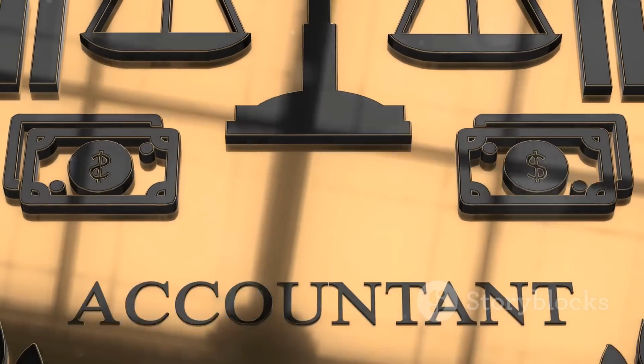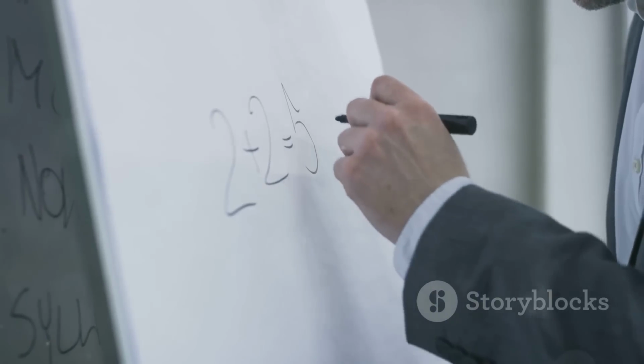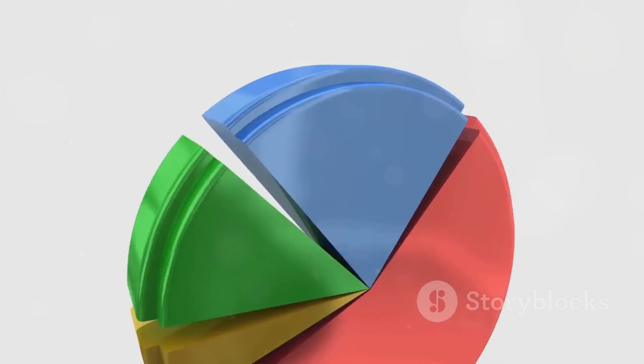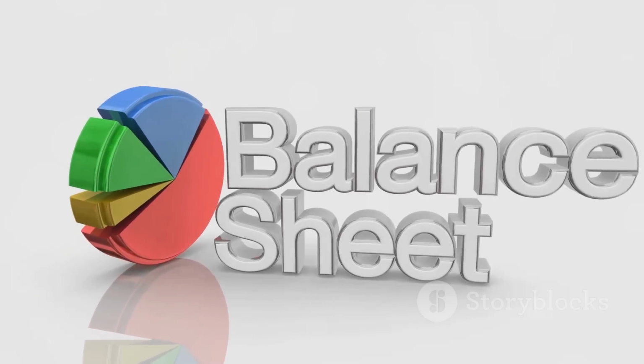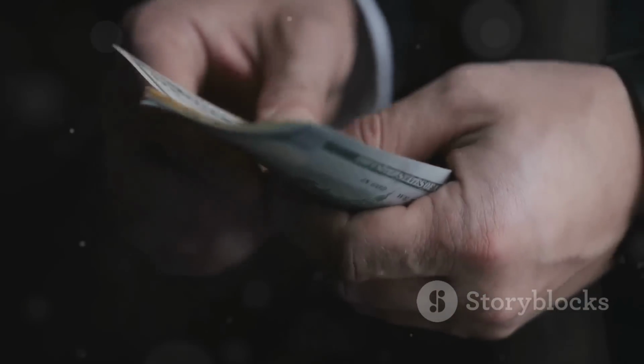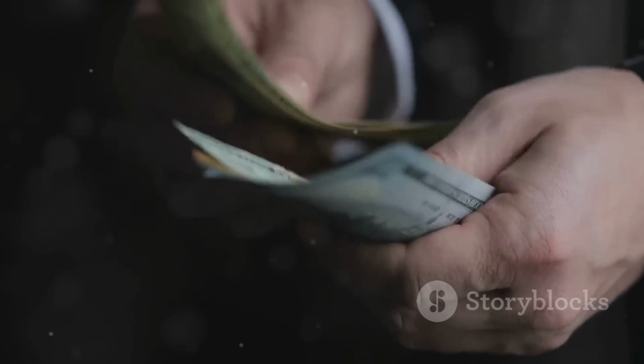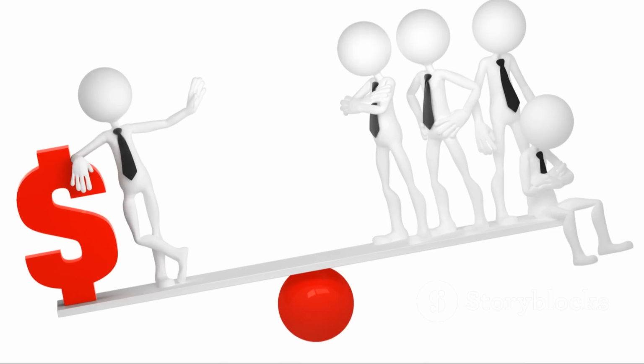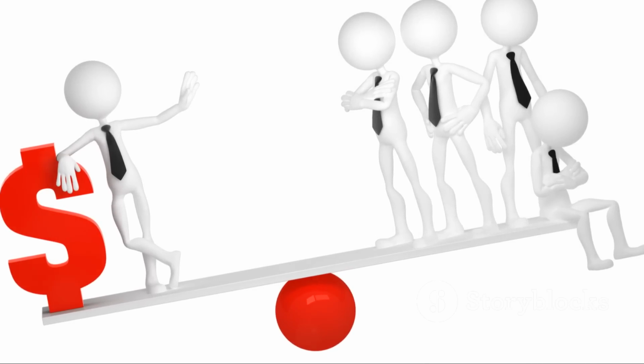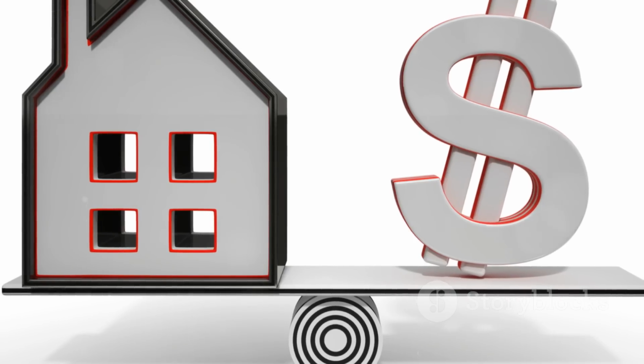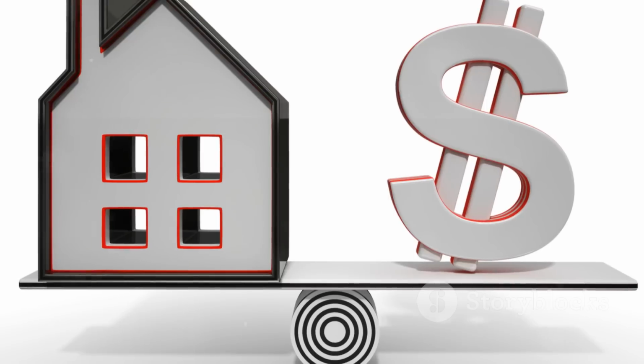specific point in time. Remember the fundamental accounting equation we discussed earlier? Assets equal liabilities plus equity. The balance sheet always follows this equation, ensuring that everything balances out. It's like a seesaw. Assets on one side, liabilities and equity on the other, always striving for equilibrium.